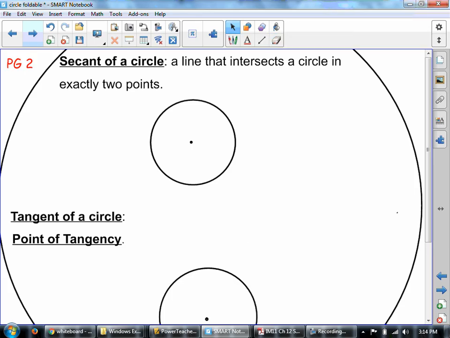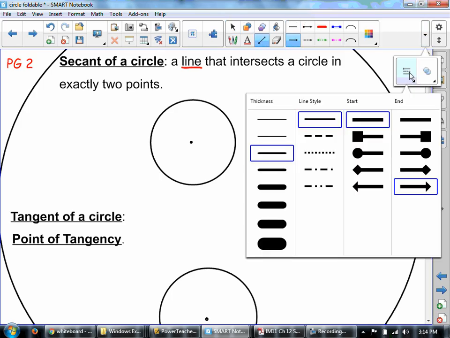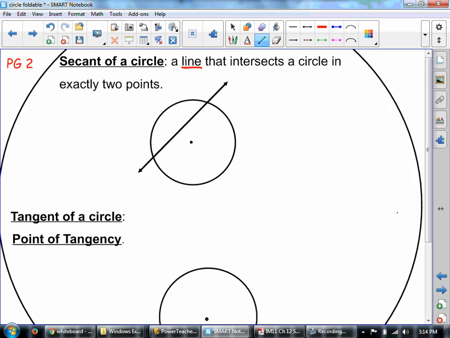Okay. So let me bring down my line tool here. Now it's important that in here, you recognize that this is a line. Okay, so please underline the word line, which means it has endpoints on it. So it begins and ends with an arrow. So if I draw this in, there is a secant. It intersects the circle in exactly 2 points. Okay. And let's name those points A and B. We'll just name them A and B.